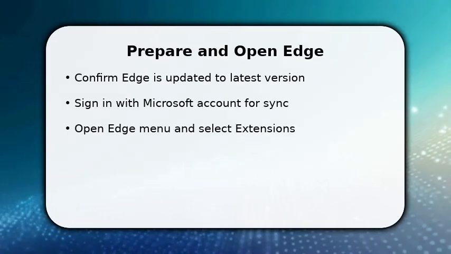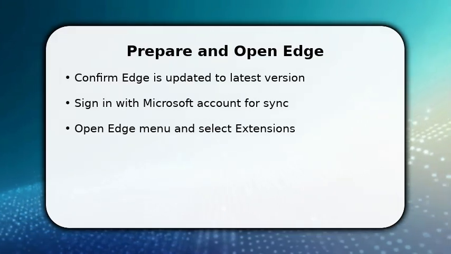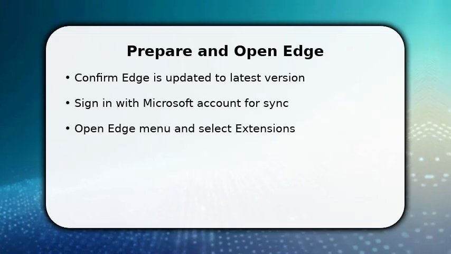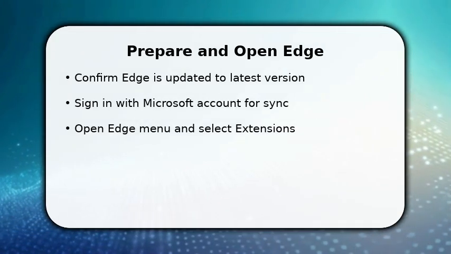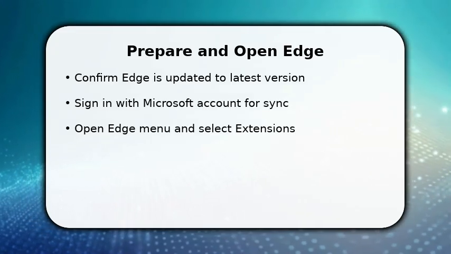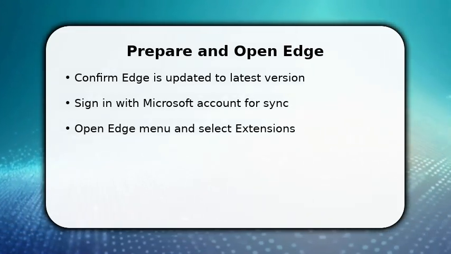You start by ensuring Edge is updated and you're signed in. That keeps settings and extensions synced. Once done, open Edge, click the three-dot menu, and choose Extensions to begin. You'll see a short extension gallery and an option to get extensions from Microsoft Store. Click that option now so you can search efficiently.